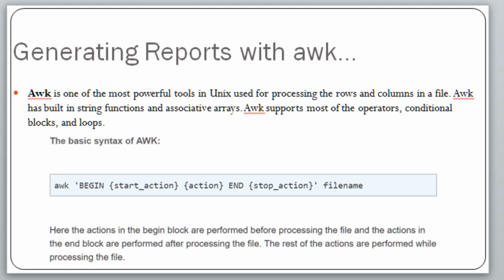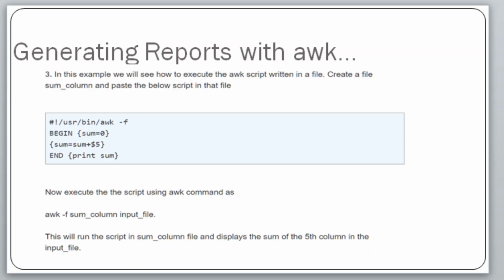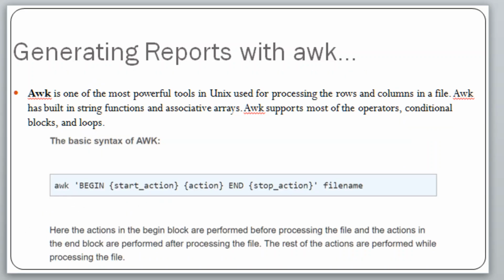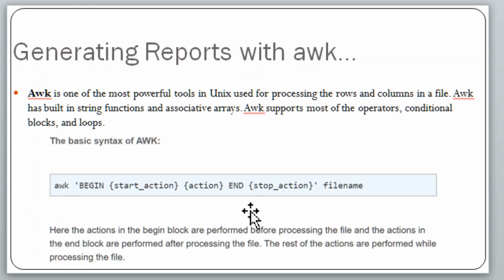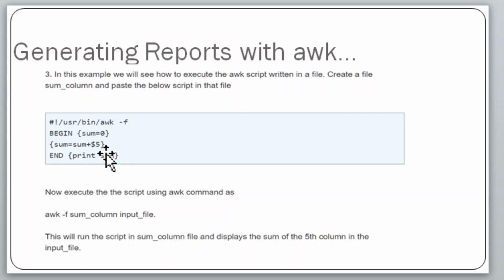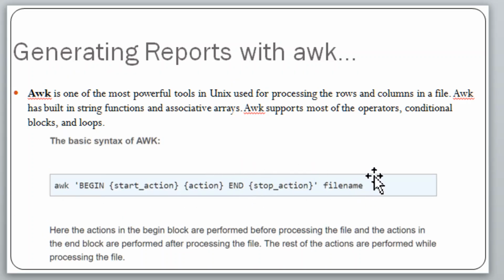Okay, so if we go back a slide, we had BEGIN, which is our starting action, which was saying, hey, sum's going to equal 0. We had our action, which was sum equals sum plus $5, variable 5. And we ended it with our stop action. END, and then the stop action is print the sum. Okay? And then file name.